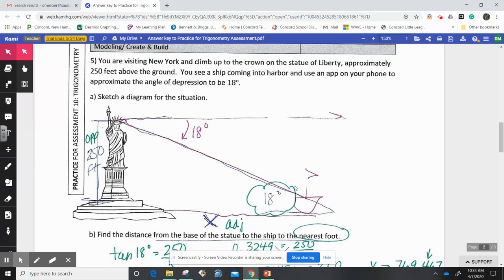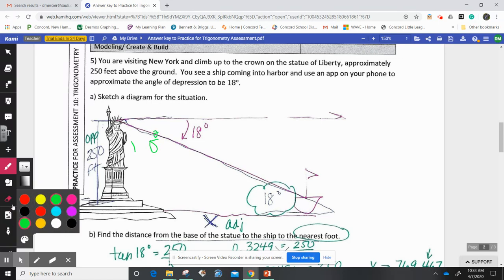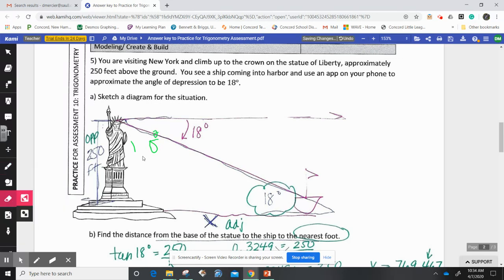Now, there's a couple different things here. This would be called the angle of elevation. This is called the angle of depression. The angle of depression is the angle that it makes with the horizon. So that kind of starts here and goes down 18 degrees. The biggest mistake I see is that people would write the 18 right there. Okay, so make sure you do not do that, because 18 is not going to be there.